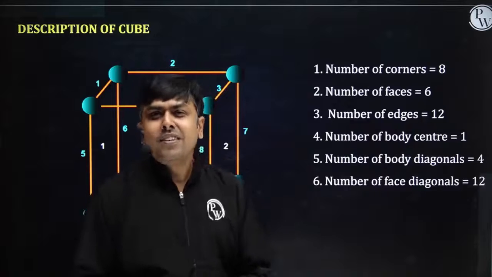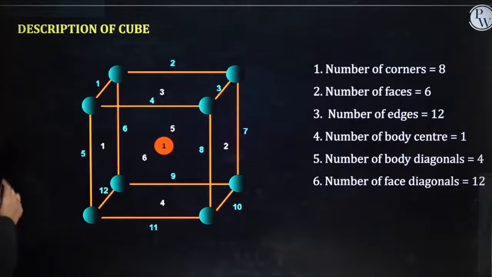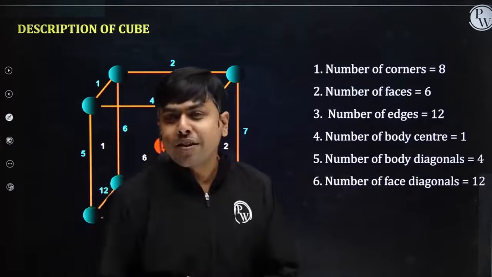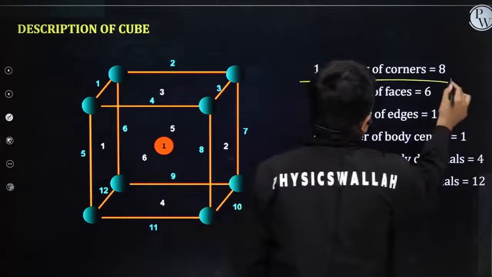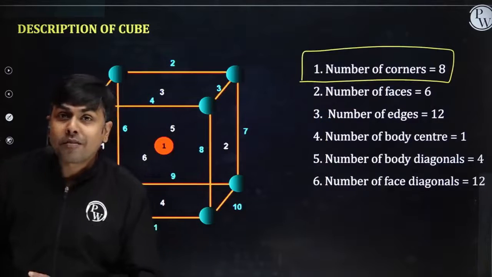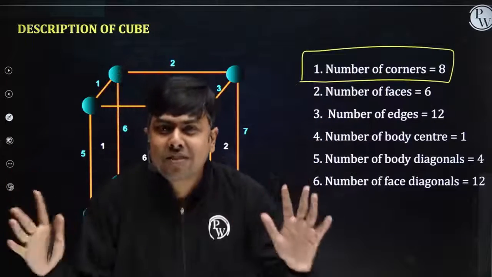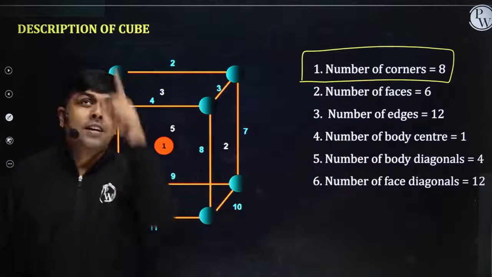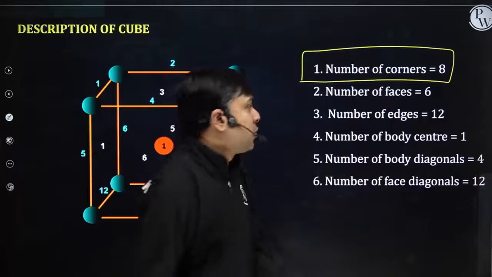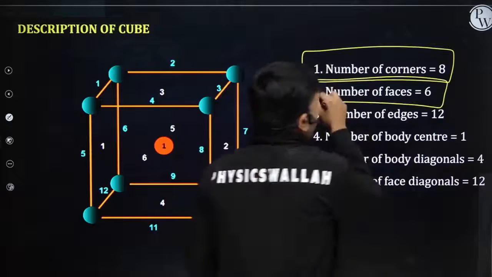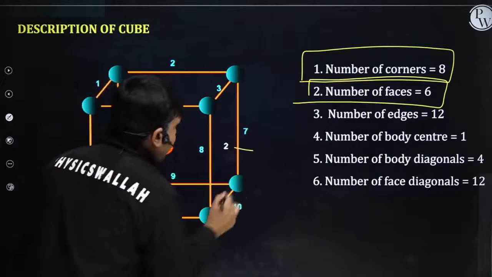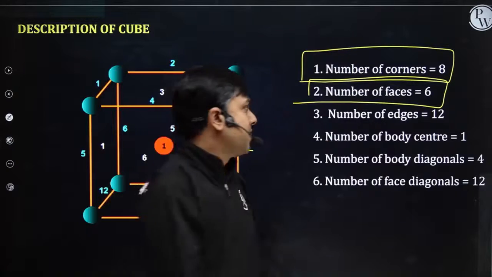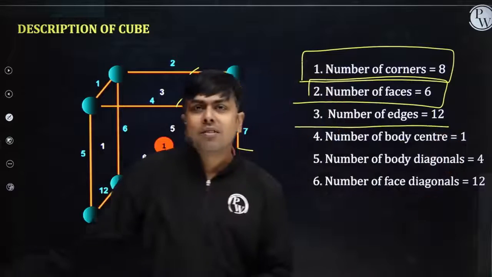Now let's first of all talk about a cube. If I talk about a cube, how many corners are there? 8 corners, right? If I talk about the number of faces, 6 faces. Consider your room to be a perfect cube. Now, how many walls are there? 4 walls, 1 roof and 1 floor. So, number of faces, 6. How many edges are there? These things are referred to as edges. So a total of 12 edges. Number of edges equals 12.